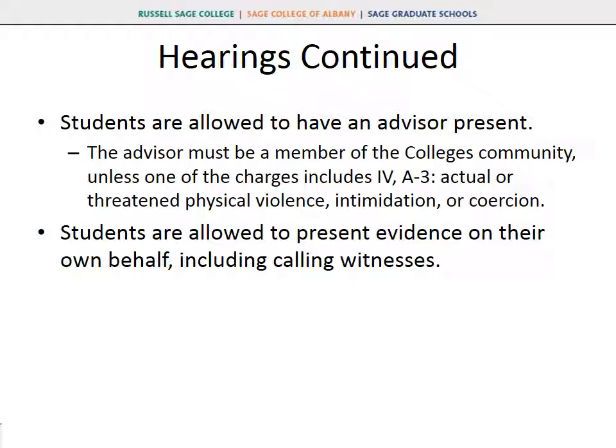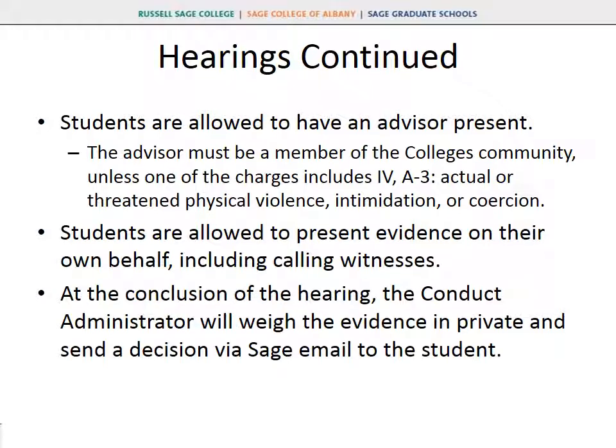Students are allowed to present evidence on their own behalf, including calling witnesses. The student must inform the college administrator of any witnesses they wish to call ahead of the hearing date. At the conclusion of the hearing, the conduct administrator will weigh the evidence in private and send a decision via Sage email to the student.